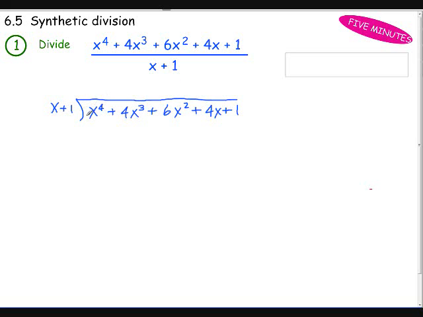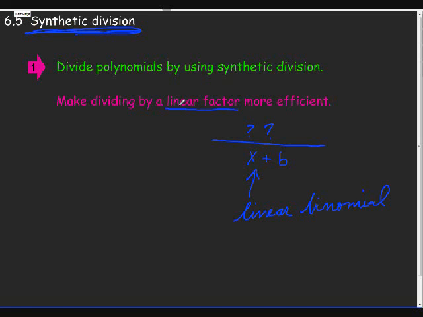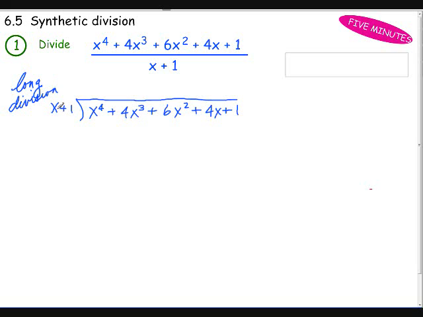Now remember, our goal when we're doing long division, that's what we're doing here, long division of polynomials. We're going to talk about synthetic in just a moment. This is a little review. You can skip over it if you like. X plus 1. So if we think back to the definition of synthetic division, dividing by a linear factor. And what do we have here? A linear factor. I know that because my variable is to the first power and no higher.